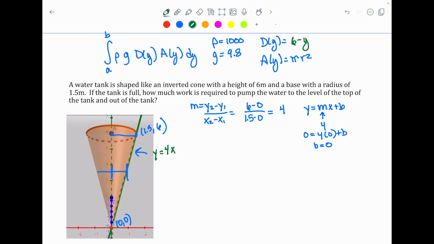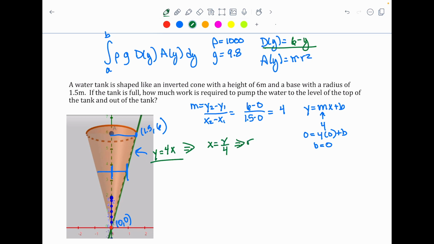Let's go back and remember the thickness of my slice is in terms of y, so everything in my equation has to be in terms of y. My distance function already up here, 6 minus y, is in terms of y. But this right here, I need to get it in terms of y, which means I need to solve for x. So I need to rewrite it. I need to divide both sides by 4. And I get x equals y over 4.